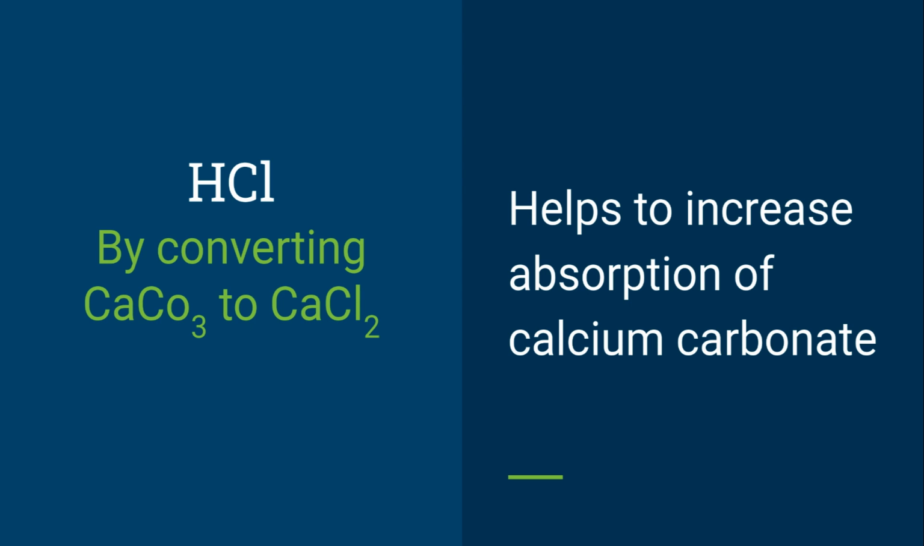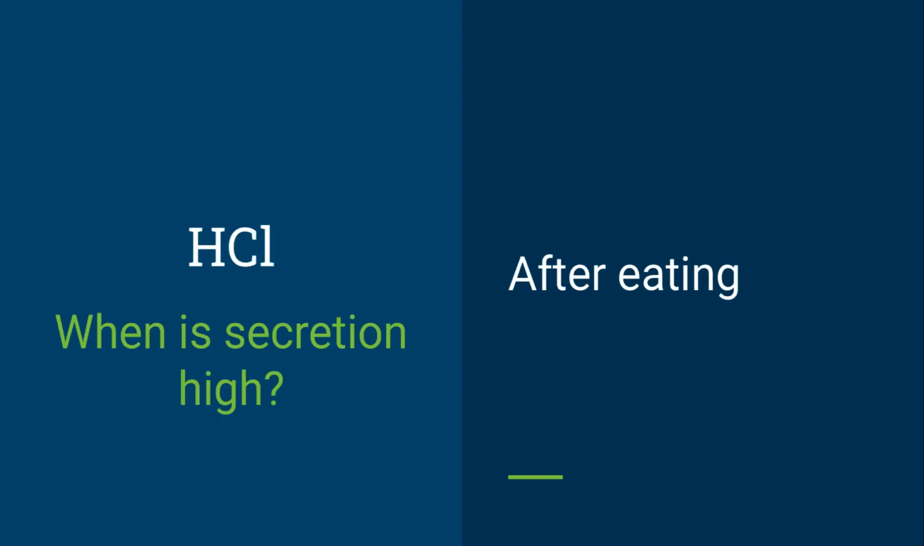This increase in the absorption of calcium carbonate is due to the formation of calcium chloride in the presence of hydrochloric acid, which is secreted from gastric parietal cells. Hydrochloric acid present in the stomach converts calcium carbonate to calcium chloride, which is highly water soluble, hence is absorbed highly. Now we have reached a conclusion that HCl increases absorption of calcium carbonate.